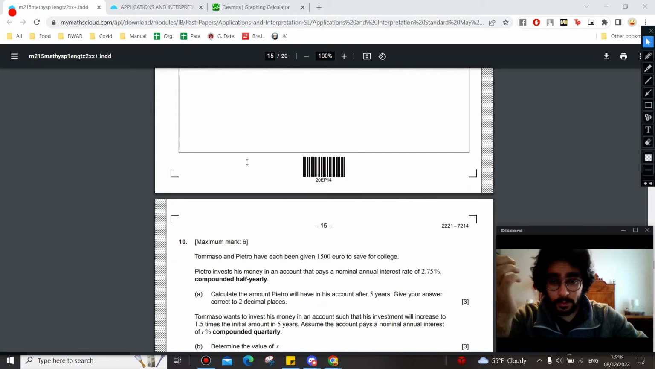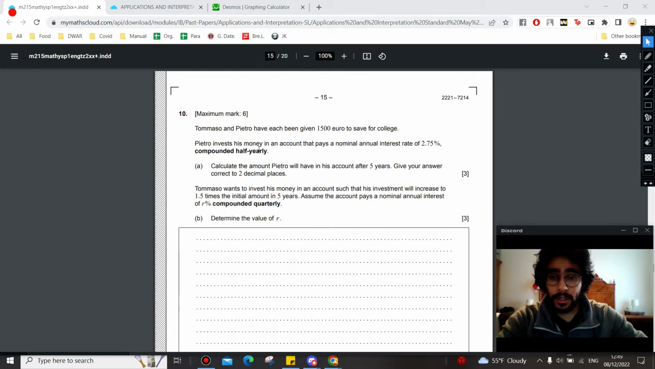Well, the next question: Tommaso and Pietro have each been given 1,500 euro to save for college. Pietro invests his money in an account that pays a nominal annual interest of 2.75%, compounded half yearly. Calculate the amount Pietro will have in his account after 5 years. Give your answer corrected to 2 decimal places.